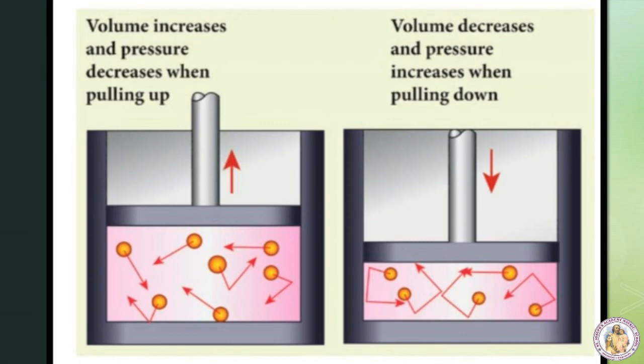In other words, for an invariable mass of a perfect gas at constant temperature, the product of its pressure and volume is a constant. So PV, pressure times volume, is equal to what? Constant, P into V. Here we can see that when we pull up, the volume increases and pressure decreases. Next, volume decreases and pressure increases when pulling down. This is the variation of volume with pressure.